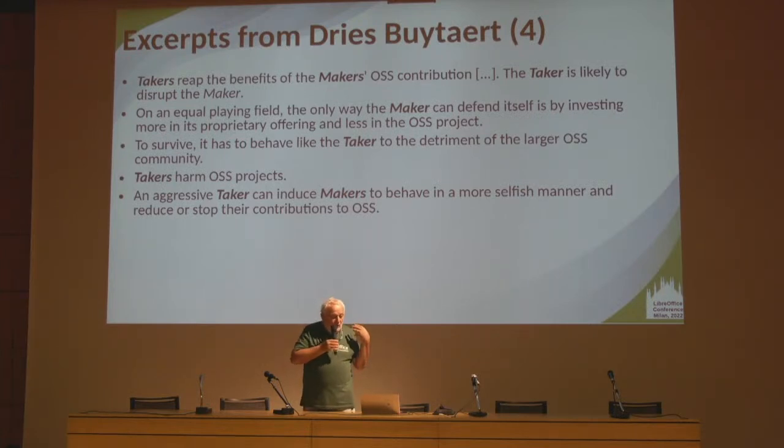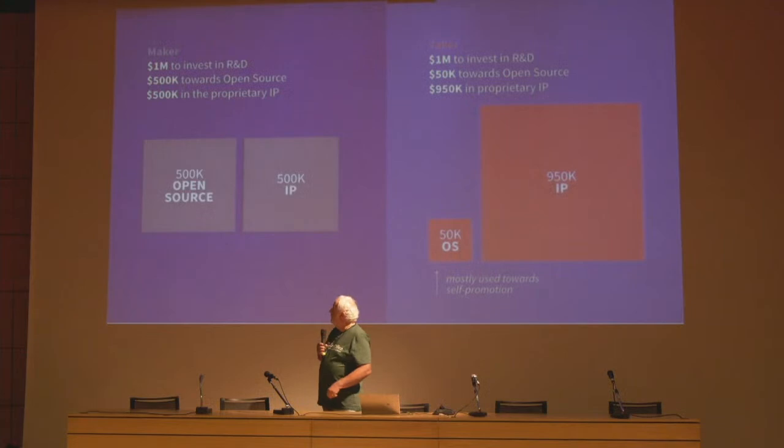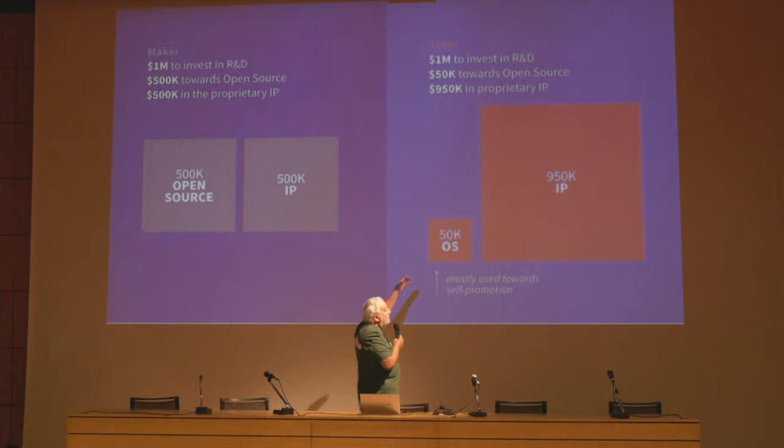This is not written here, but if you read, and again, you can download Dries' blog, but if you want it, I've made a PDF out of it, so I can send you the PDF. The conclusion that he says is that only by growing the project as an entity, makers can defend from takers. Otherwise, the end will always be this one. So this is maker, and these are takers.